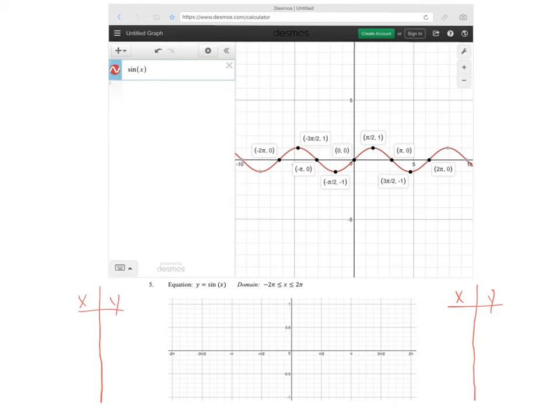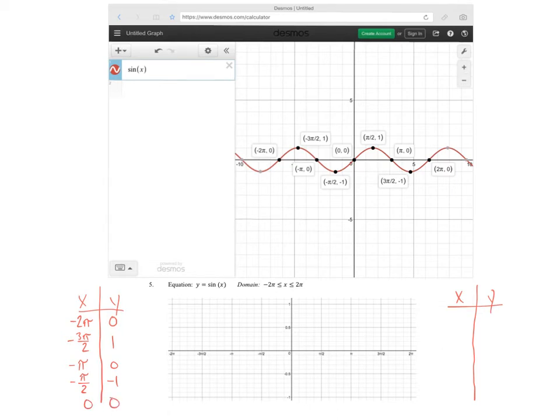So the first value that I'm going to plot is negative 2 pi. And I can see here that when our x value is negative 2 pi, my y value is 0. That's a root. The next value is negative 3 pi over 2. And that's a peak. And that looks like the y value is at 1. After that, we have negative pi. That's at 0, and negative pi over 2, that's at negative 1, and we also have 0, 0.